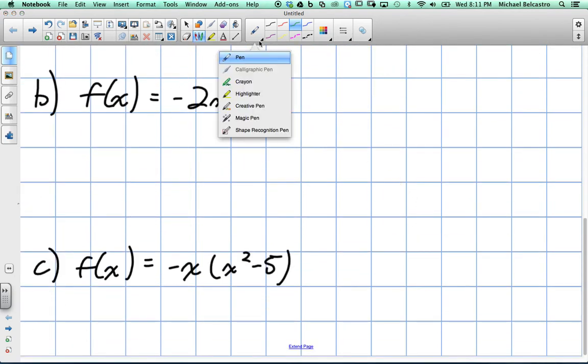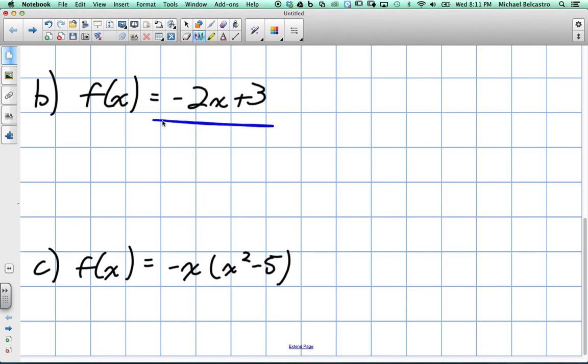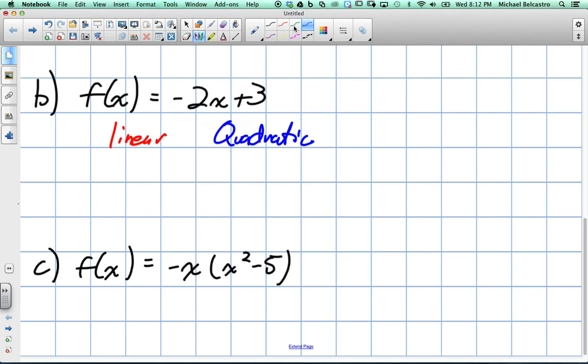Okay, so we take a look at this function here. Now, when we look at a function, we'll be able to tell if it is linear, quadratic, or neither.